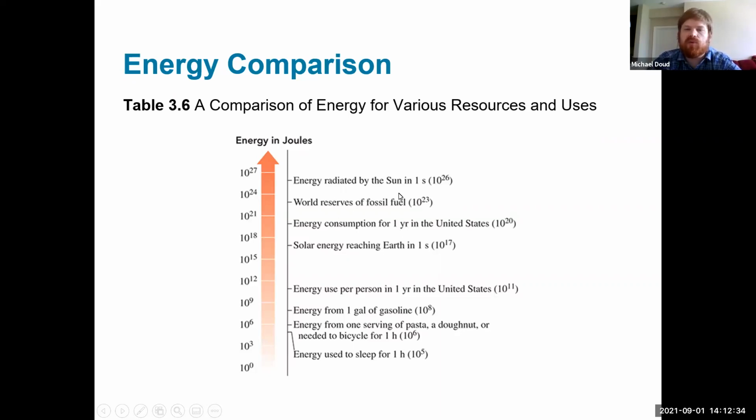If we compare that to the world reserves of fossil fuels in the ground, it's 10 to the 23rd, and that's if we could get them all out, which is physically impossible. And finally, the sun radiates 10 to the 26 joules in 1 second, in all directions, obviously.